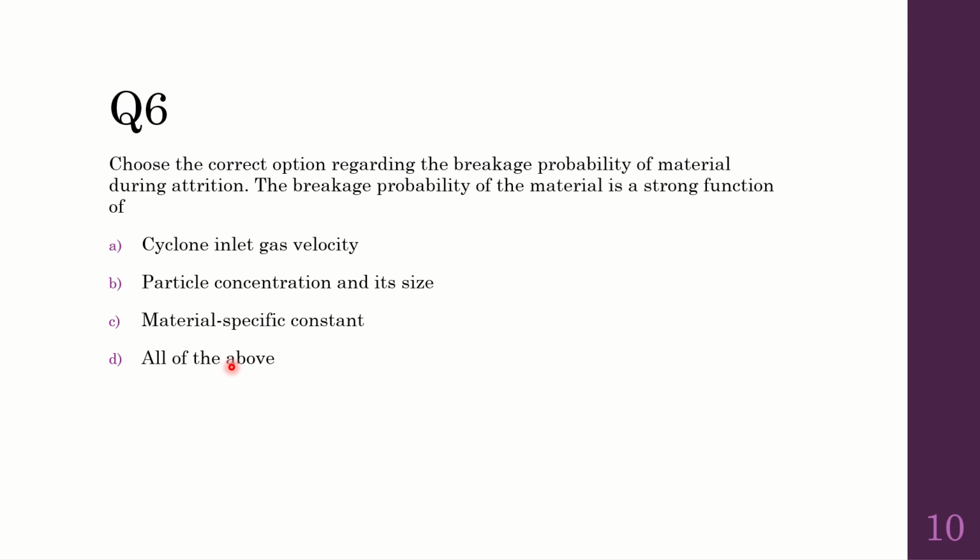So the right answer is all of the above. The breakage probability of the material is a strong function of cyclone inlet gas velocity, particle concentration and its size, and the material specific constant. So the change in the particle size distribution of the material undergoing the stress is what defines the breakage model. So in that, cyclone inlet gas velocity, solids load, the diameter of the particle and the material specific constant, everything plays a role. So all the above is the right answer, option D.